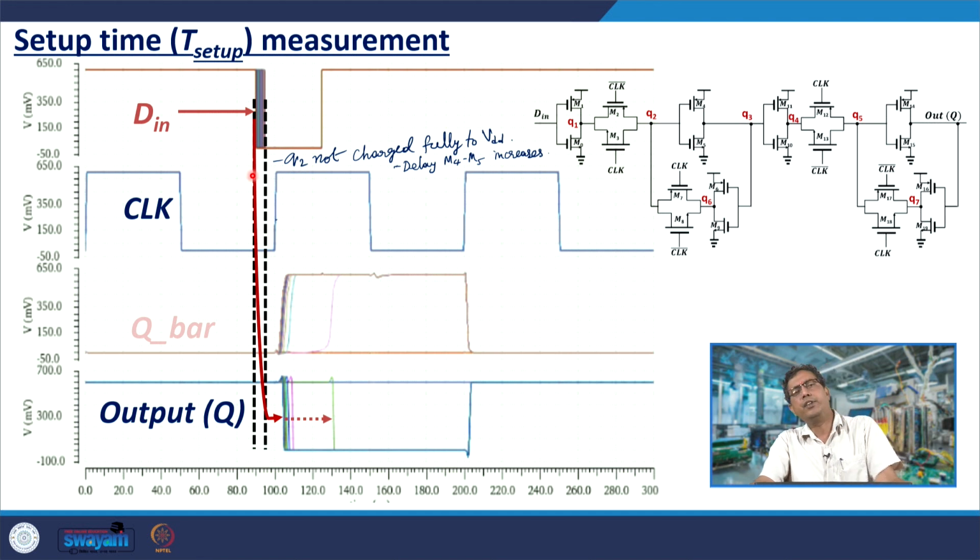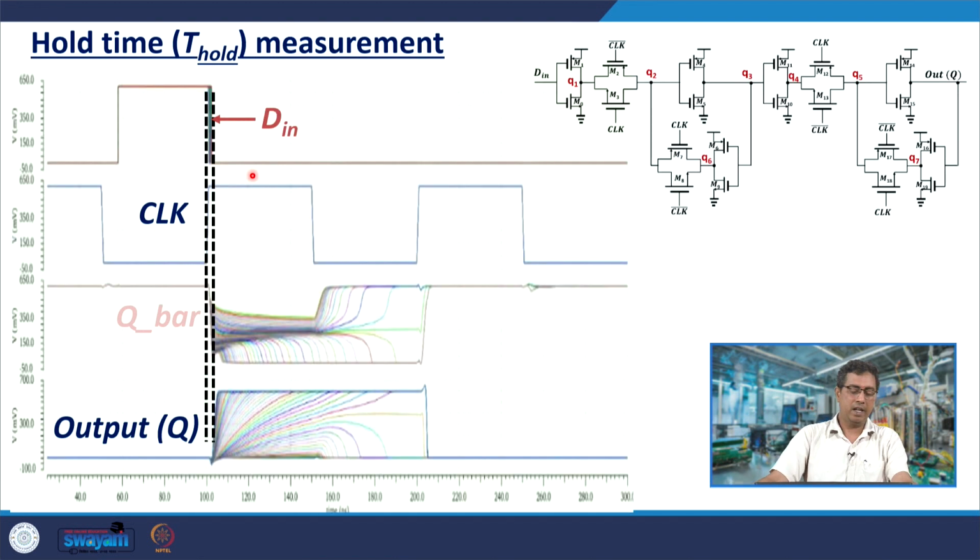There is another definition of setup time, that the D in to clock offset has been reduced to such a value that the value of Q2 and Q3 remains at the metastable point that we had discussed. So, this is a more fundamental definition, but the industrial definition is of 10% or 5% increase in clock to queue delay. Likewise, hold time.